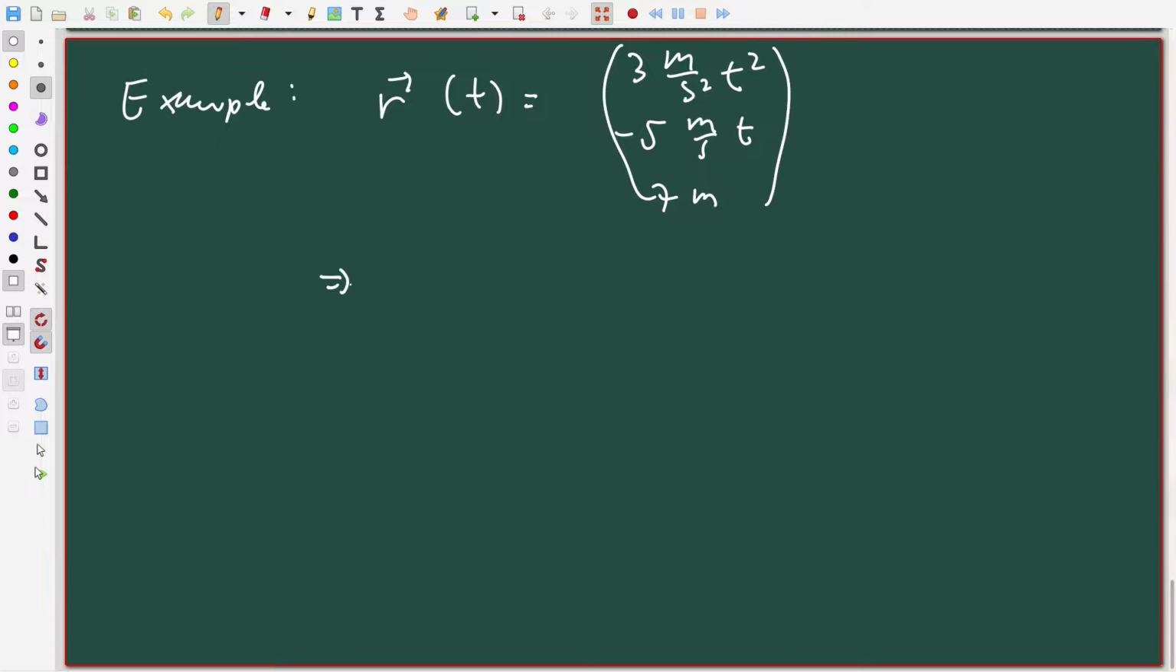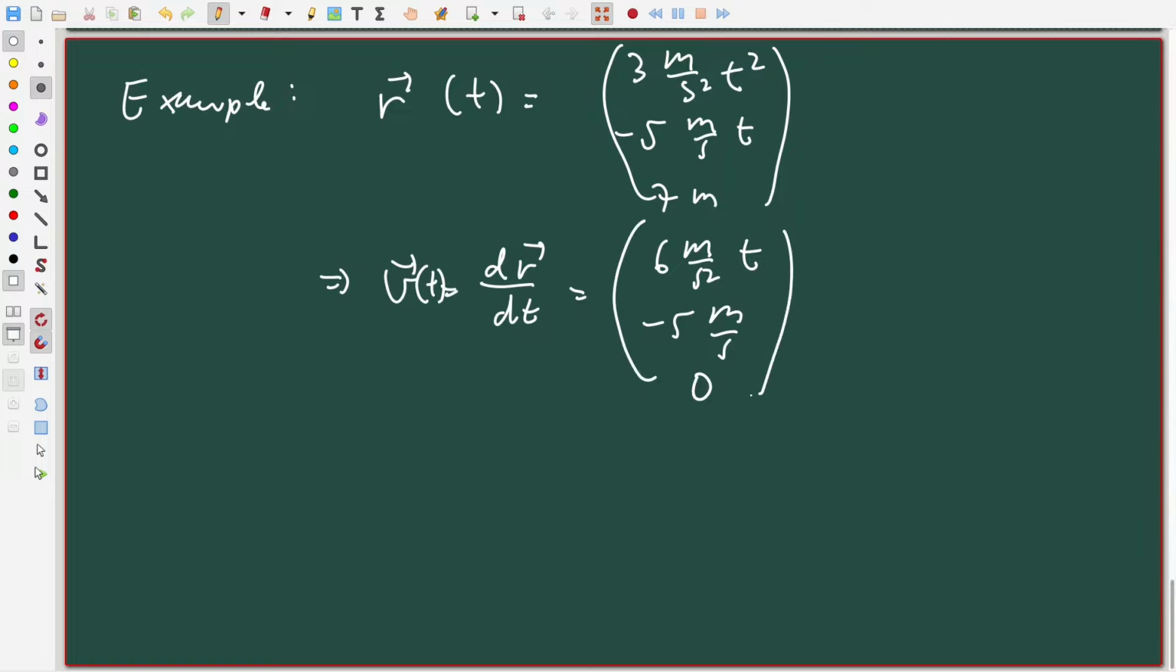Then our velocity v would be again, so let's write v of t, would be again dr over dt. And then, as I said before, we can calculate the derivatives individually. So this would give us 6 meter per square second t. This would give us a minus 5 meter per second, because this t vanishes. And the last one is a constant, so we can just write here a 0. Okay, this is now our momentary velocity at any given time t.